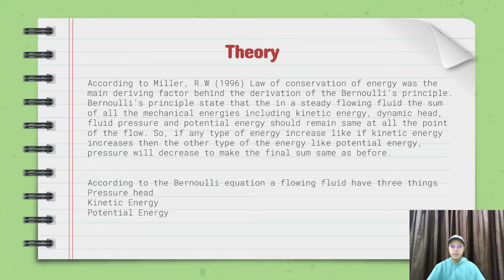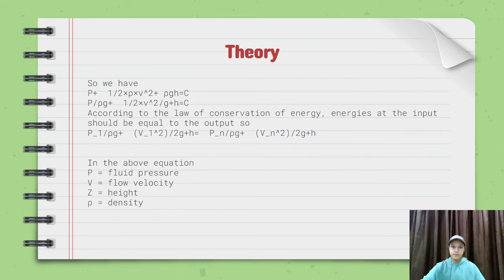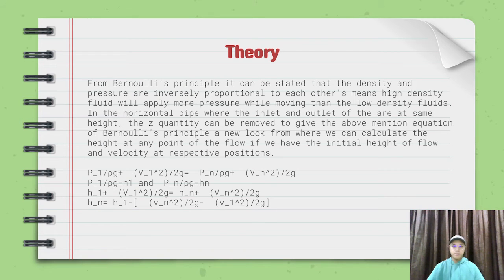And according to the Bernoulli equation, a flowing fluid has three things: pressure head, kinetic energy, and potential energy. And here we have the equation that we're going to use for this particular experiment. In the above equation, P means the fluid pressure, V is the flow velocity, Z is the height of the fluid, and ρ is the density. From Bernoulli's principle, it can be stated that density and pressure are inversely proportional to each other, meaning a high density fluid will apply more pressure while moving than a low density fluid.